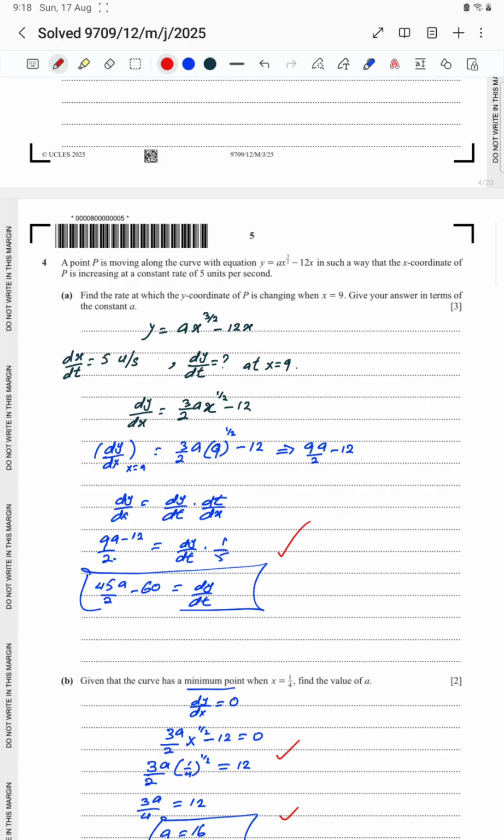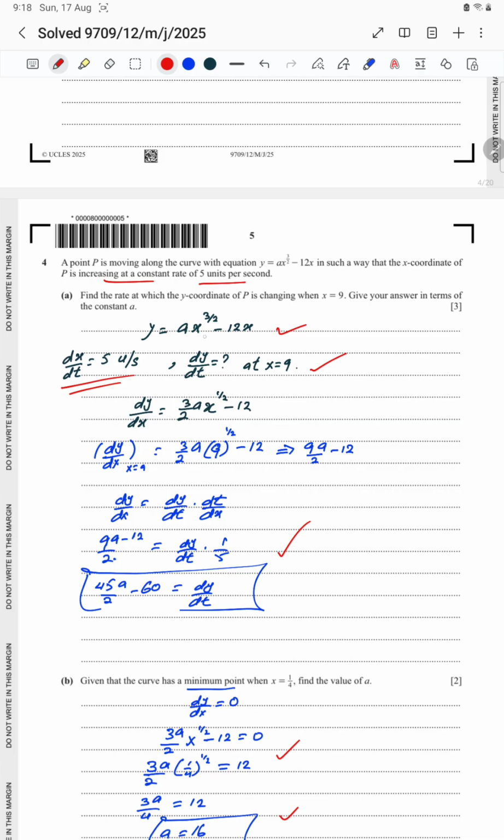Question number 4. A point P is moving along the curve with this equation in such a way that the x coordinate of the point is increasing at a constant rate of 5 units per second. Find the rate at which the y coordinate of P is changing when x is 9. Give your answer in terms of a. This is a simple case study: the equation of the curve is y equal to a x to the power 3 by 2 minus 12x. Along with it, we are given the rate of change of the x coordinate, 5 units per second. We have to find the rate of change of the y coordinate, and for that we need dy by dx at the point x equal to 9.